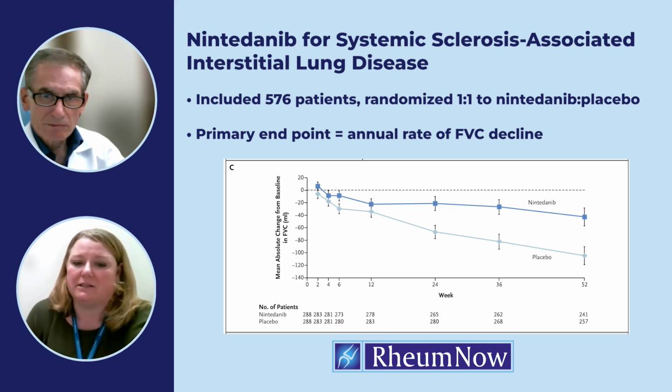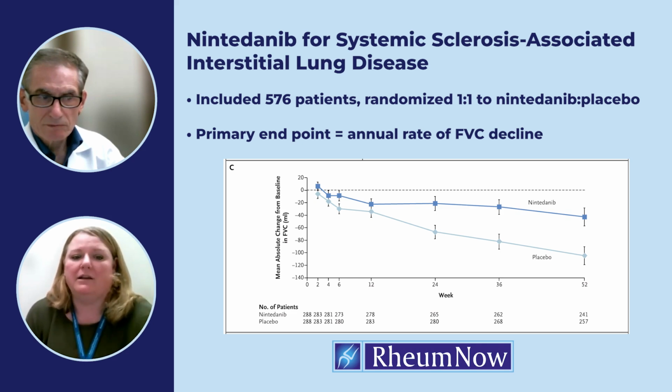And what you can see here is that in the nintedanib group over a year, there was a slower rate of decline. Again, we're still seeing decline in both groups, but about a 40 to 60 cc difference in FVC decline in the group that got nintedanib compared to placebo, suggesting that there's a slower rate of decline with adding nintedanib in.